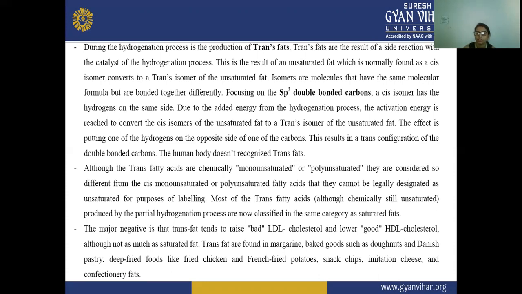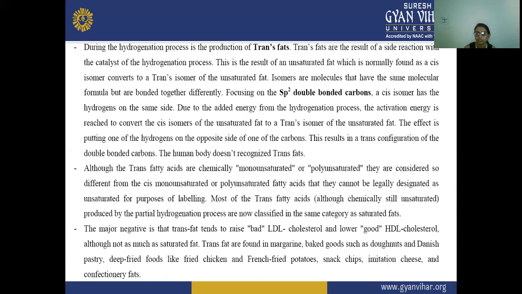Due to the added energy from the hydrogenation process, the activation energy is reached to convert the cis isomer of the unsaturated fat to a trans isomer. The effect is putting one of the hydrogens on the opposite side of the carbons. So in the trans isomer, the hydrogens are on opposite sides of the carbons, and this results in the trans configuration of the double-bonded carbon.